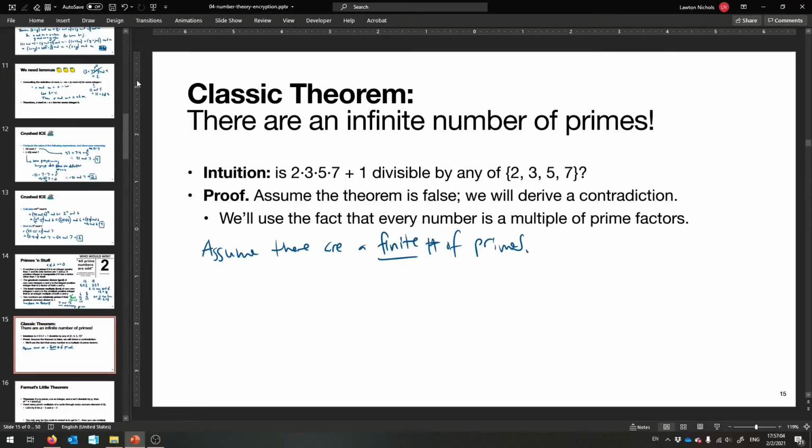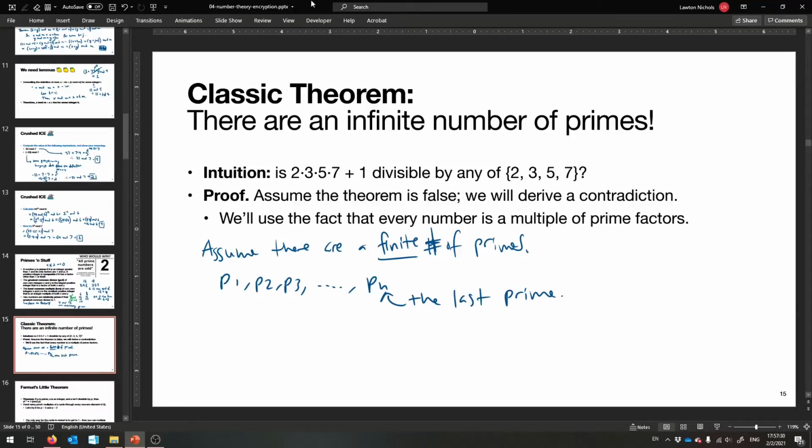There are a finite number of primes. That's a number sign. Assume that. Okay, so we can list them all. There's P1, P2, P3, all the way down to Pn. There's a listable number of them. And they stop. Pn is the last one, the last prime.